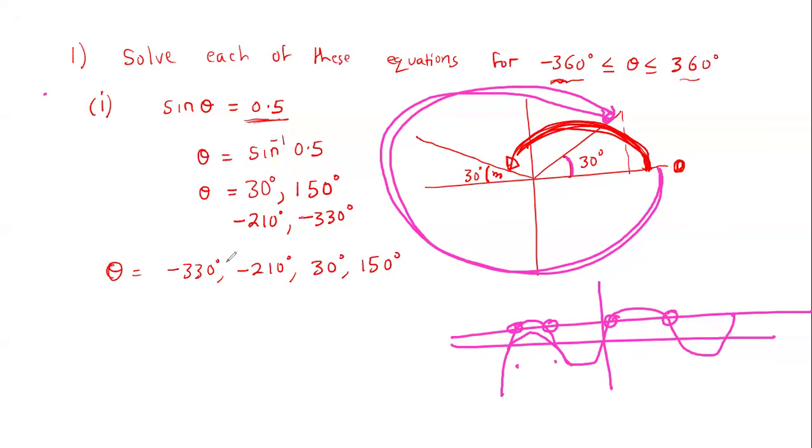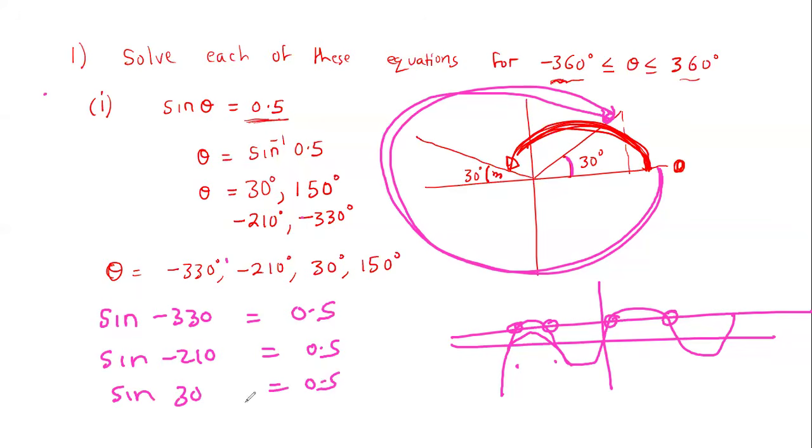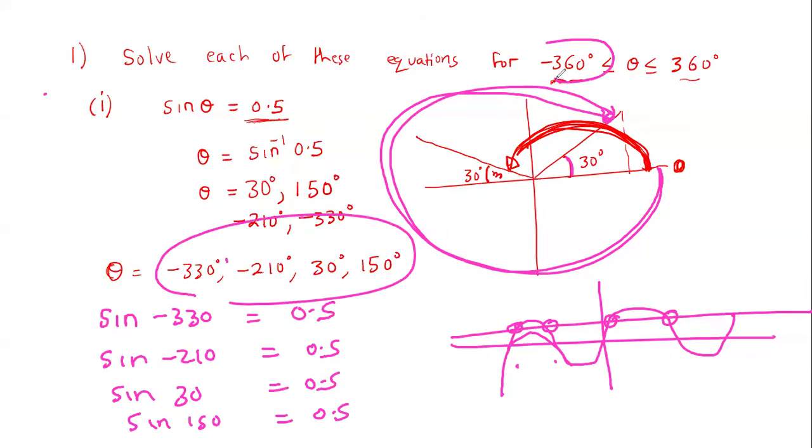In other words, when you say sine of negative 330, you are going to get a positive answer of 0.5. When you place sine of negative 210, you will get your answer 0.5. When you place sine of 30, you will get your answer 0.5. When you place sine of 150, you get your answer 0.5. So you get all those angles, as long as they lie within your domain that has been given, that can result in getting 0.5.